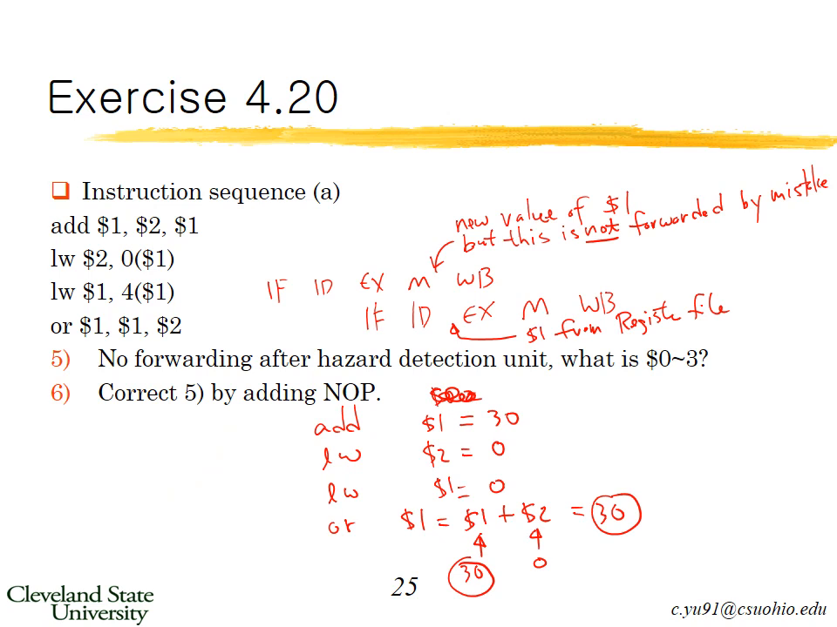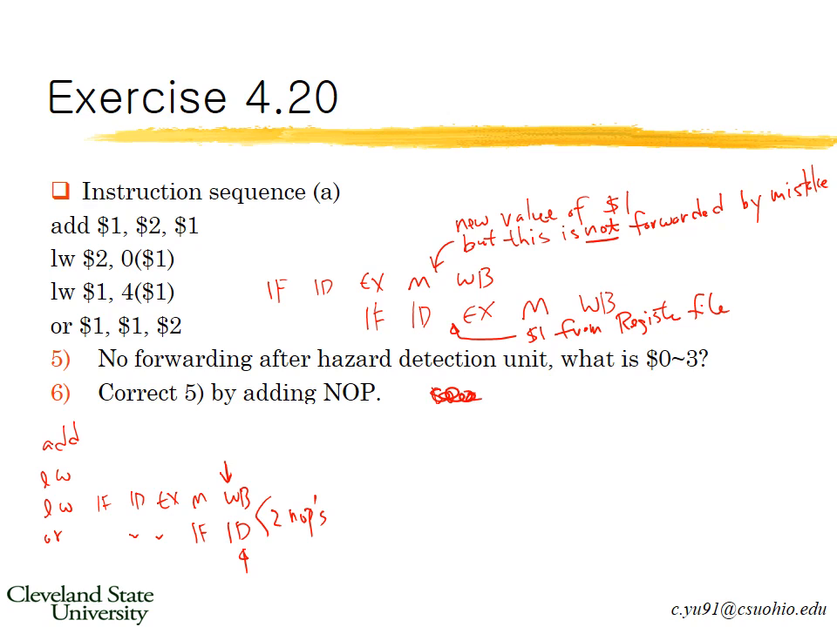Question number 5, the hazard detection unit is implemented, but the forwarding is not implemented by mistake. And so the newer value of register 1 is available after the memory stage, but the OR instruction takes register number 1 from the register file by mistake. So here is the result, and you need 2 no operations between those because of that.